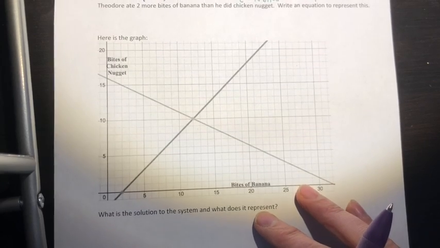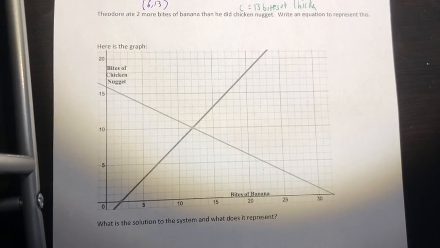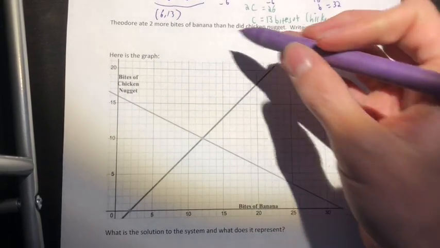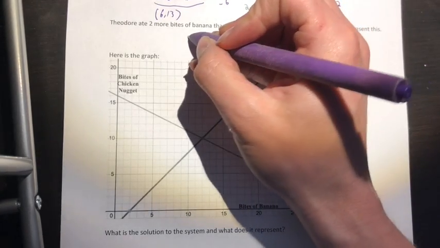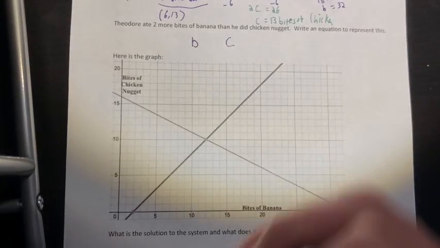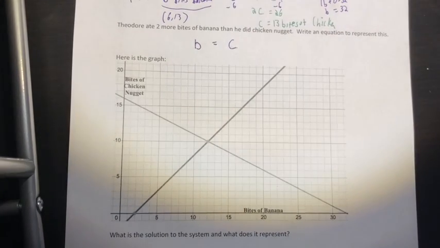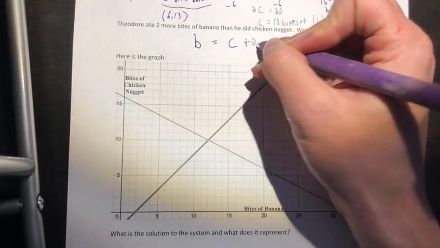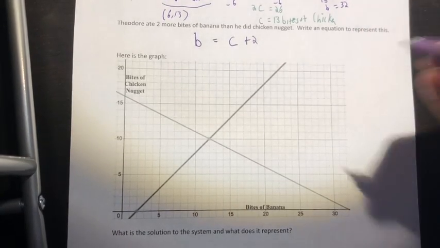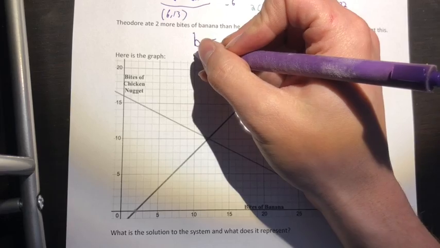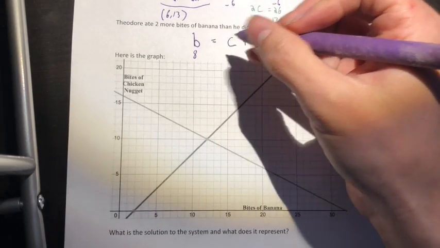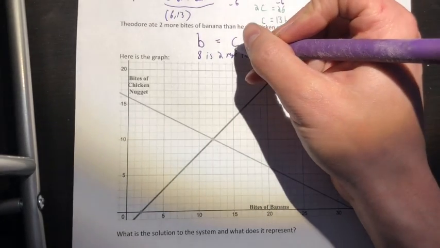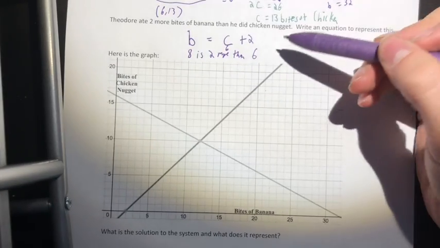Theodore ate 2 more bites of banana than he did chicken nugget. Write an equation to represent this. Well, how are B and C related? They're not the same. He ate 2 more bites of banana than he did chicken nugget. That means if I take chicken nugget and increase it by 2, that'll get me B. Because let's say he ate 8 bites of banana. 8 is 2 more than 6. So he must have eaten 6 bites of chicken. So this should give you a really good start.